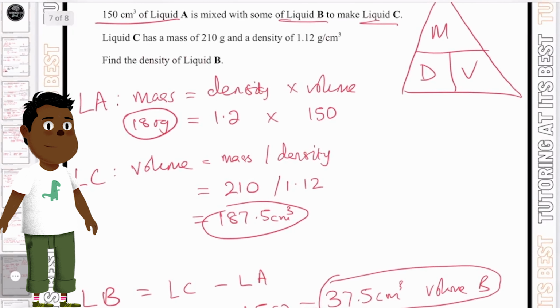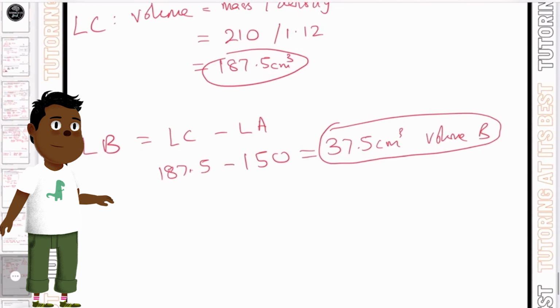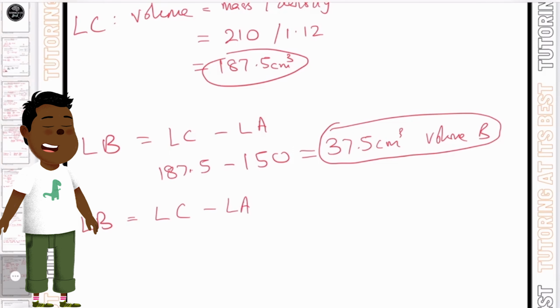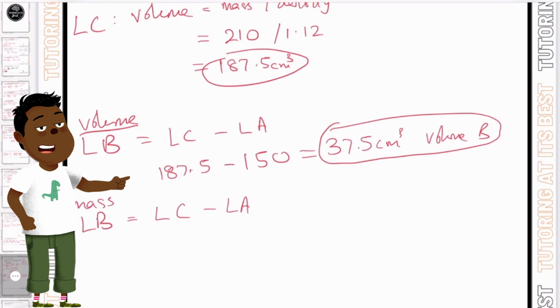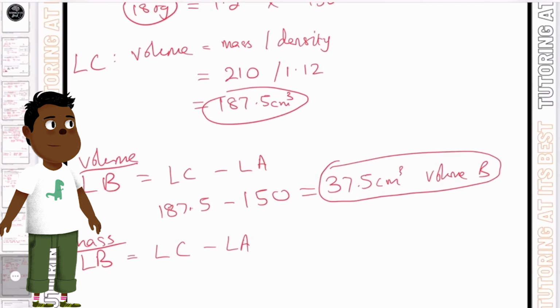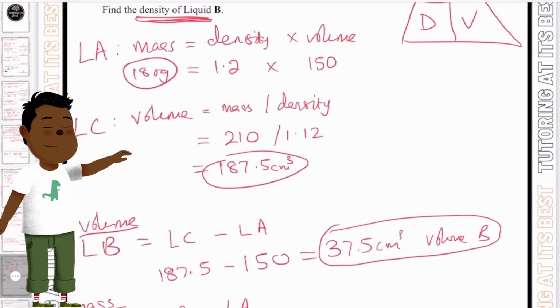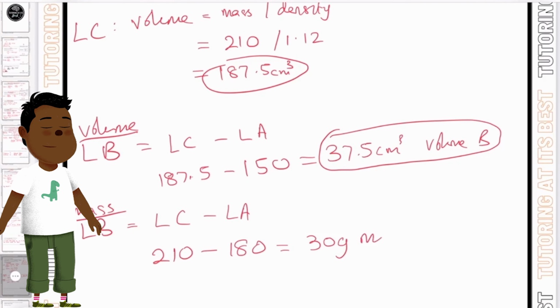Let's not forget we need to find the density of liquid B. So now we've calculated the volume of liquid B, let's calculate the mass of liquid B. And again, by doing the same thing. So liquid B, let's go for liquid C, take away liquid A. But this is now for our mass. So let's write volume here, and let's write mass just below. So on that basis, we have the mass of liquid C, which is 210, subtract the mass of liquid A, which is 180, and that gives us 30 grams, and that's the mass of B.